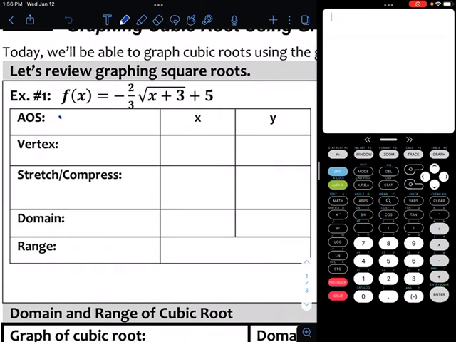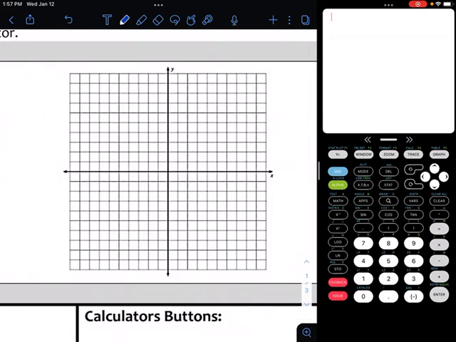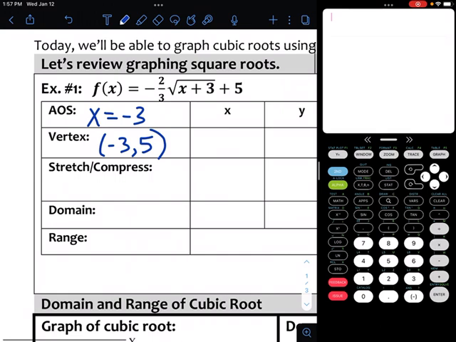Starting with the same thing, axis of symmetry. We're changing our x value, vertex, change and keep. And then I would just graph that, -3, 5. Okay. And then looking at stretch or compress, remember this is between 0 and 1, so we're compressing.